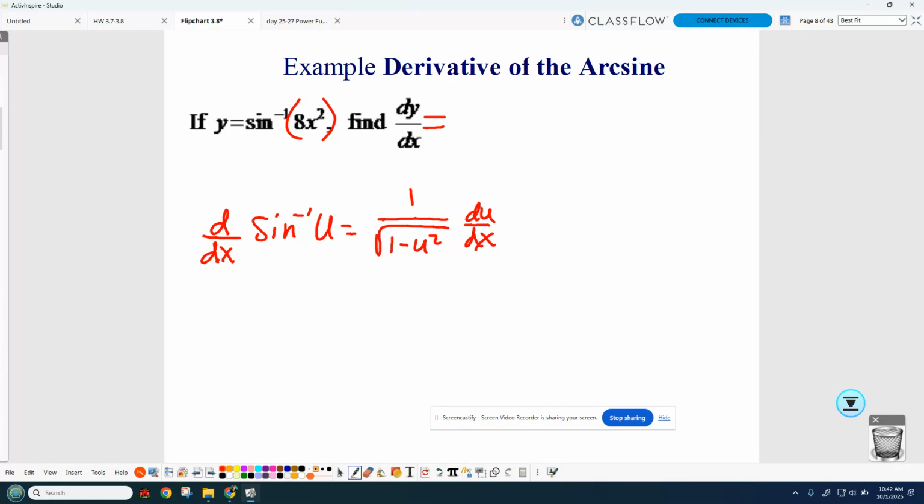Paolo, what do I get? The pattern is 1 over the square root of 1 minus stuff squared times the derivative of stuff. So what do I get? 1 over, okay, I want to do the derivative of this. The pattern matches up pretty nicely. It's 1 over the square root of 1 minus stuff squared. What is stuff in this case? 16x squared. Times the derivative of stuff. 16x.